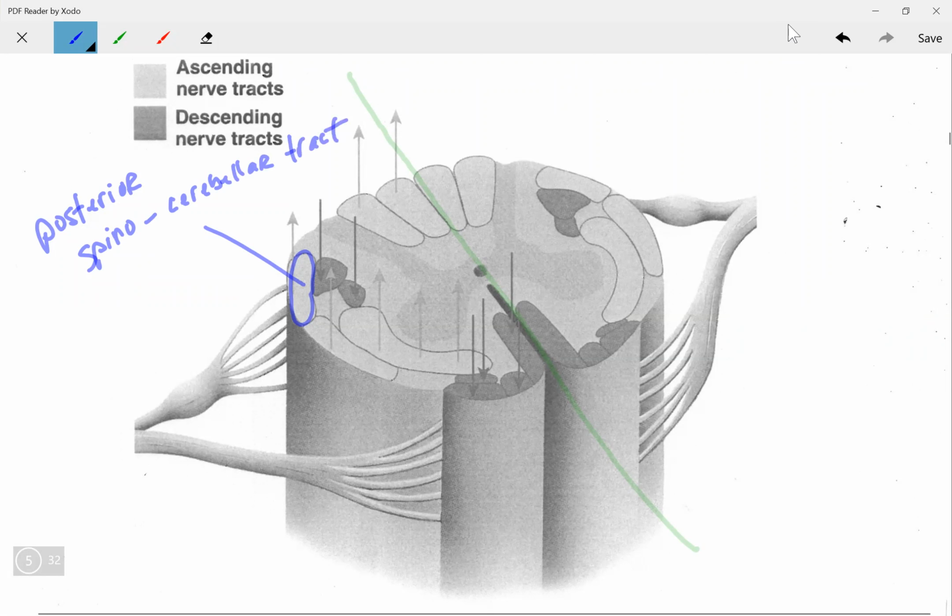All right, the posterior spinocerebellar, so it's letting you know it's going from spine to cerebellum. And the function of the cerebellum is balance and proprioception stuff. So the function here is unconscious balance.